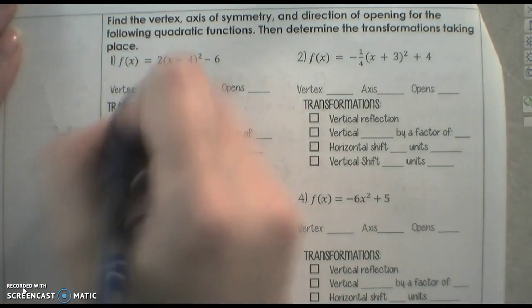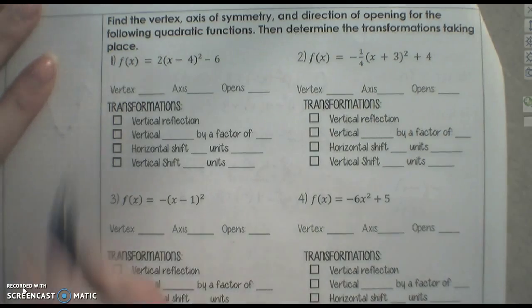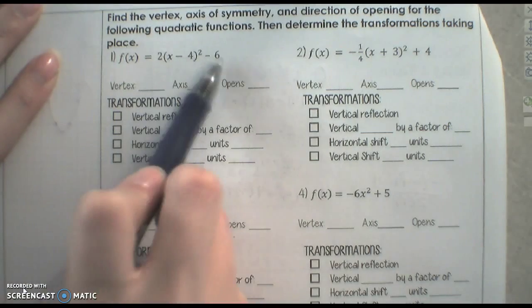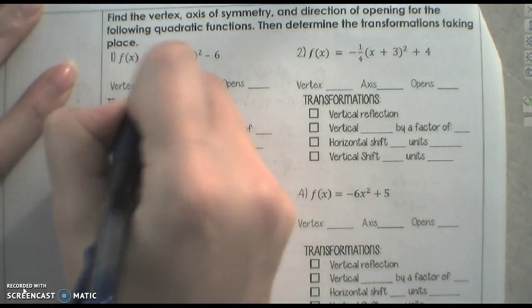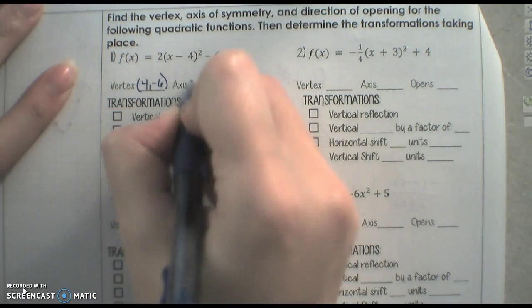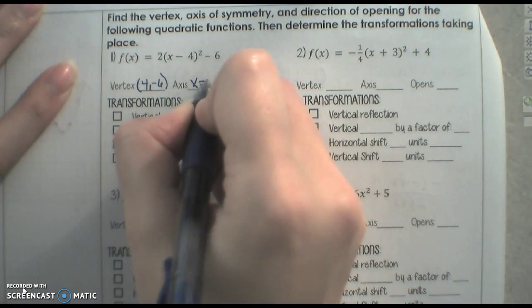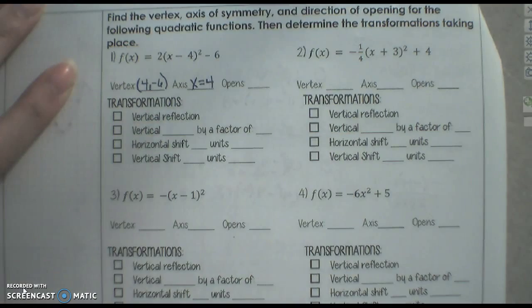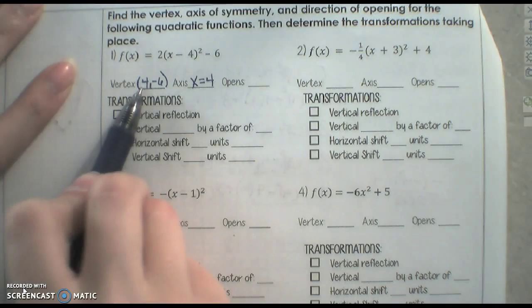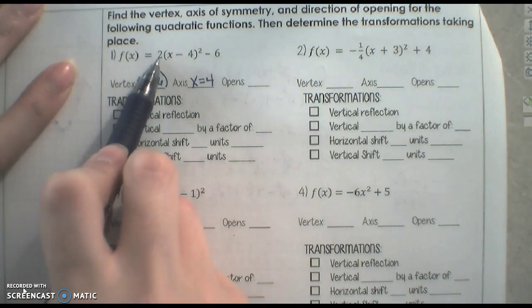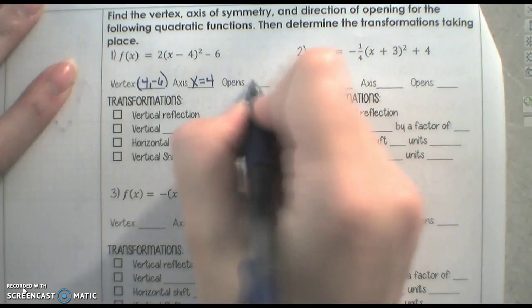Again, this should feel kind of like review from 4.1, but our vertex, it's easy to see when it's in vertex form because we just do the opposite of this number and keep the outside number. So 4, negative 6, which means that our axis of symmetry is x equals 4 because we already have our x right here, 4. And this one opens, we look to the A, positive, so it opens up.